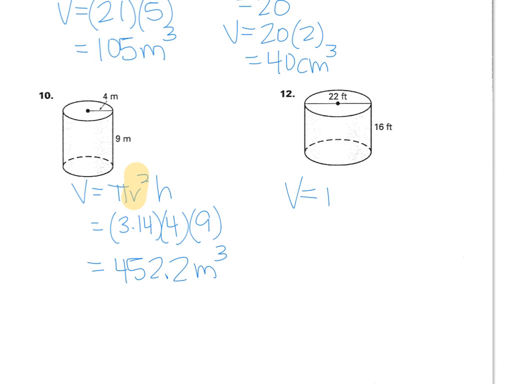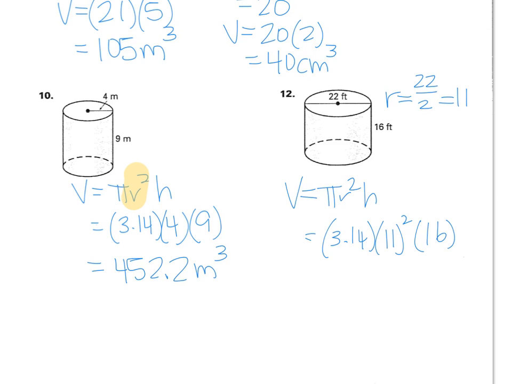So in this next cylinder, we see that we're given the diameter. So the radius is going to equal the diameter divided by 2. So we use 3.14, 11 squared, and the height, or the distance between the two circles, 16. That gives 6079.0 feet cubed.